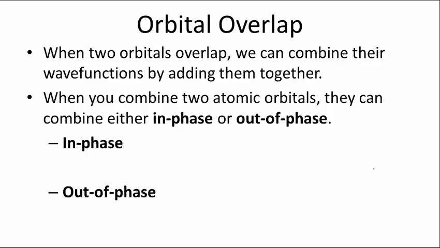Turns out that there are two different ways you could combine them. So one possibility is when you combine the two orbitals, they overlap and they have the same sign. They're both positive or they're both negative. We call that in-phase overlap.